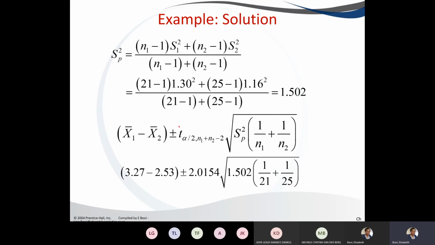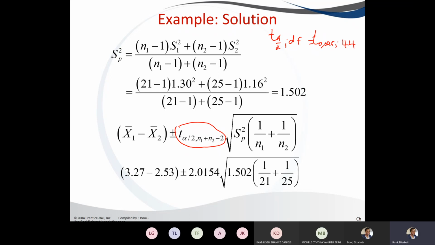Our critical value, which is your T alpha divided by 2 and the degrees of freedom. Remember, we did find this on the table. We did go find the critical value of T 0.025 because alpha was 0.05. We divided by 2 and it was T alpha divided by 2 gave us 0.025, and the degrees of freedom was 44.